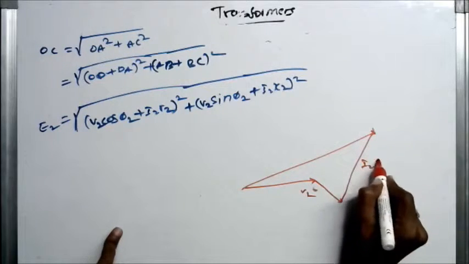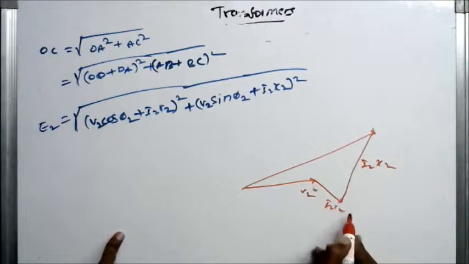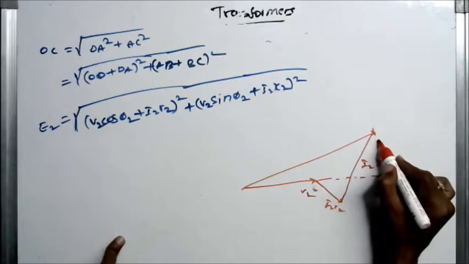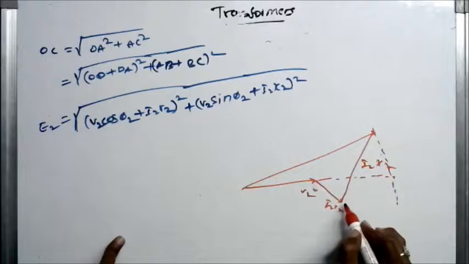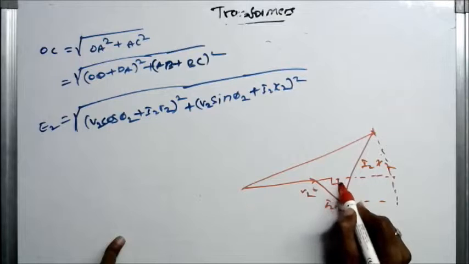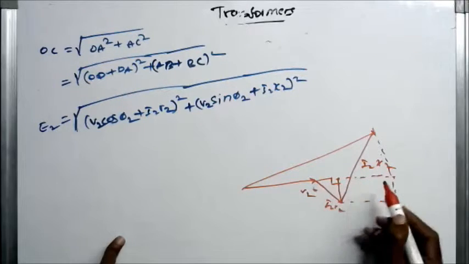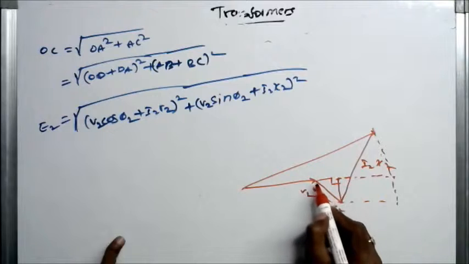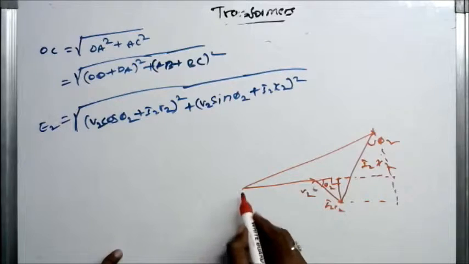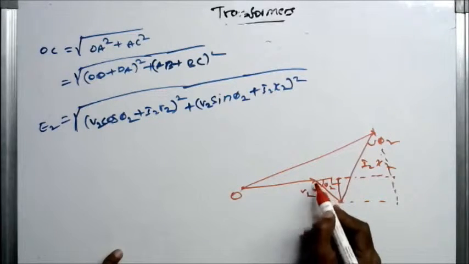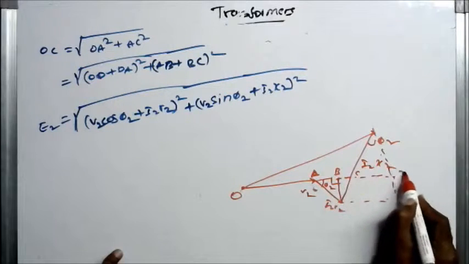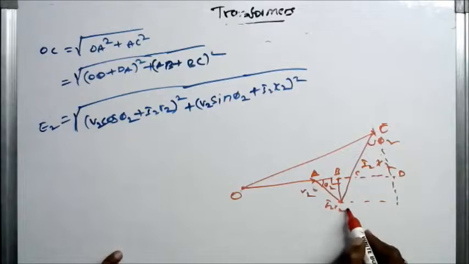So I2, X2, I2, R2. We have extended this line. This is 90 degrees line. We have taken this. This is I2 R2. This is phi 2. This is also phi 2. O, C, O, A, B, C, D, E, F, G.